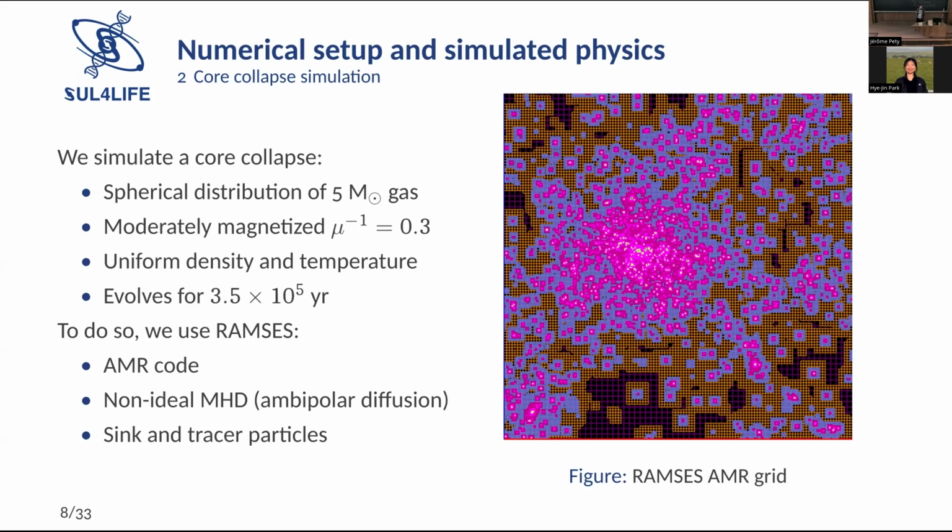We are using Ramses in the non-ideal MHD implementation, and we allow sink particles to form. Sink particles are just like the stars: they accrete, they bring luminosity, they eject material. We also provide the simulation with tracer particles. Tracer particles are massless particles that follow the velocity field of the gas but do not interact with it, and they are useful to track the gas, to know, for example, the physical history of the gas that belongs to the disk that will eventually form in the simulation.